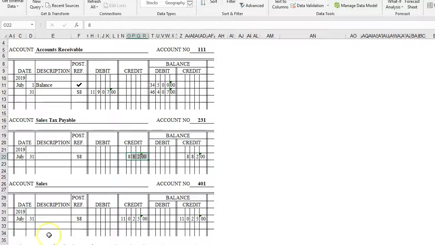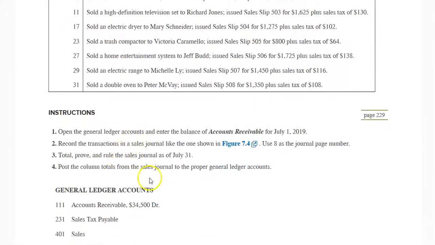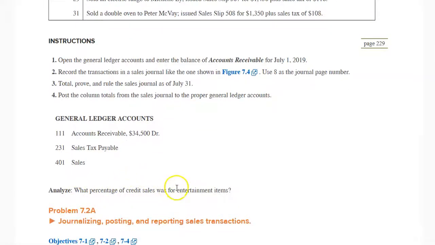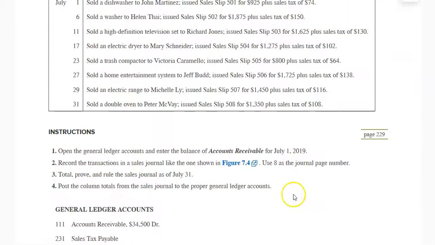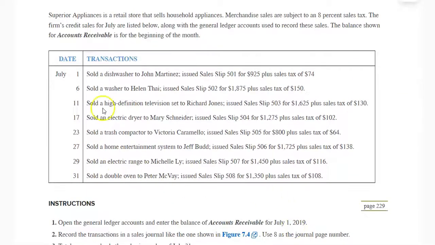And they asked one more question of this problem. Let me go back to it. It says, what percentage of credit sales was for entertainment items? That's where you have to go to your total sales and figure out a home entertainment system. Okay, we have home entertainment, electric range, trash compactor, electric dryer, washer, dishwasher. So I only see one. So let's figure out what they did here.